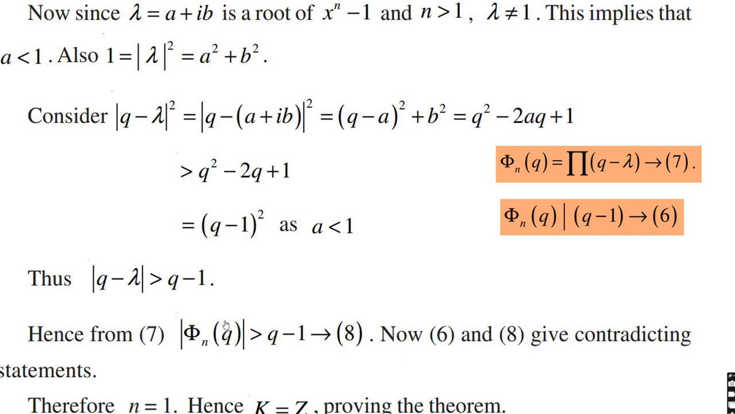At the beginning we said let n be greater than 1. So that assumption is wrong. So we conclude that n should be 1. When n is 1, you have k equal to z. That was our claim at the beginning. So that proves our theorem. So this is the first proof of Wedderburn's theorem using number theory concepts. Thank you.